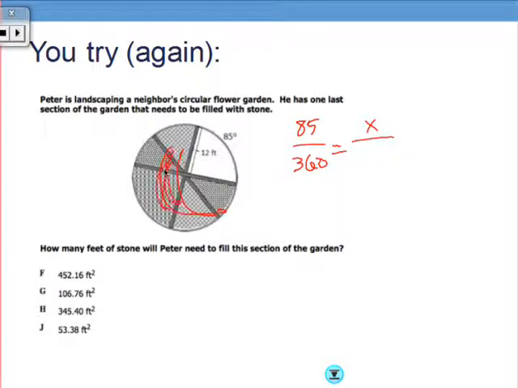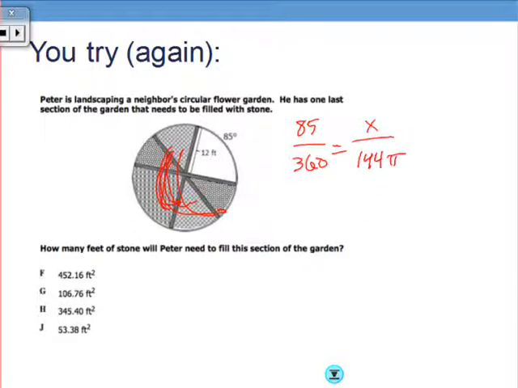I was wondering what the pattern was. These are all stones in a garden. We've got to fill this section right here. So we have 85 degrees, that's how much it is, and that's over 360. And x is what we don't know, and the area of the whole thing is 144 pi.